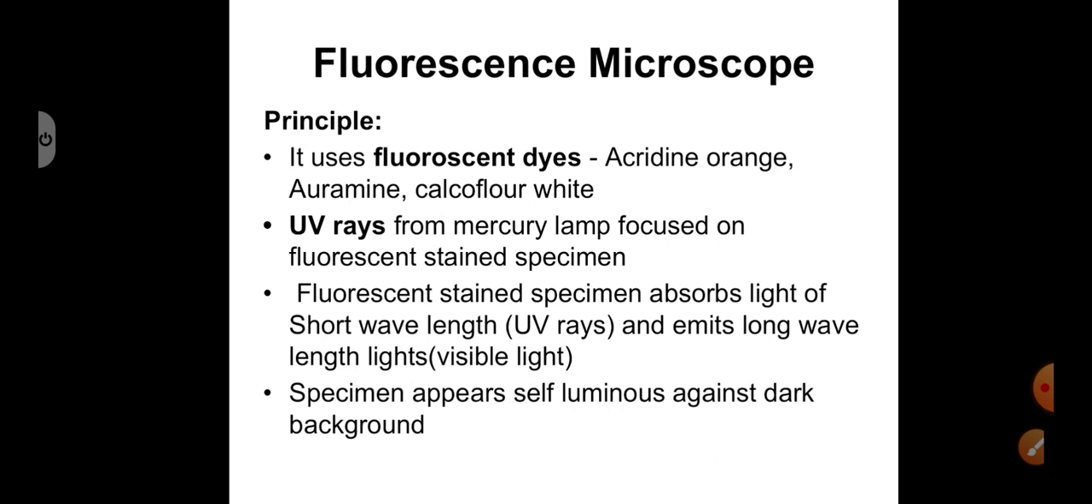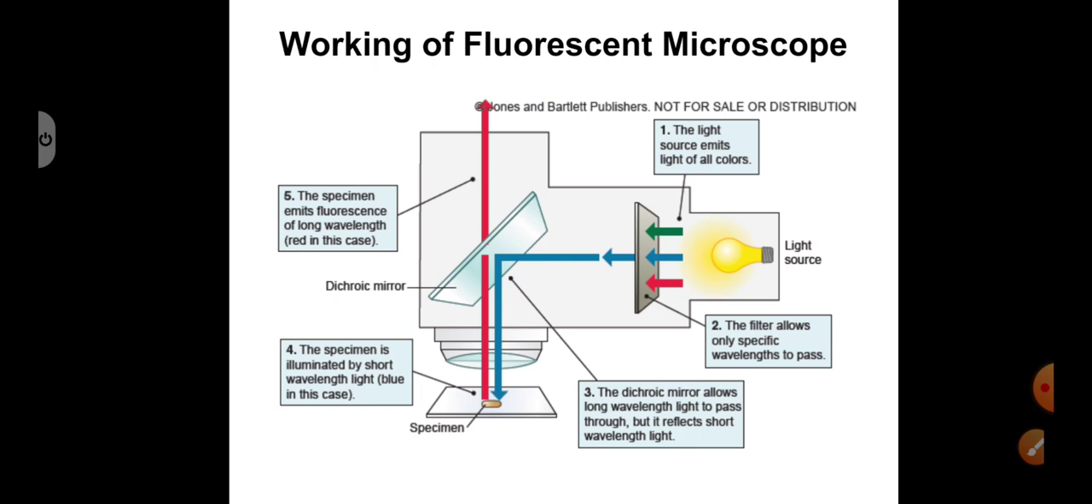So what you do is you use these dyes to stain the specimen, and when the UV rays fall on this fluorescent stained specimen, they absorb the UV light, which is short wavelength light, and in turn they emit a longer wavelength light, which is visible light, which can be seen by the human eye, and the specimen appears luminous, that is fluorescent, against a dark background. So this is the working of fluorescent microscope.